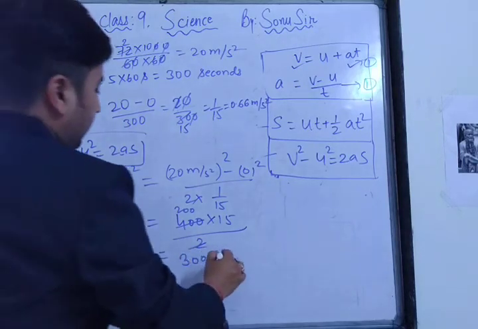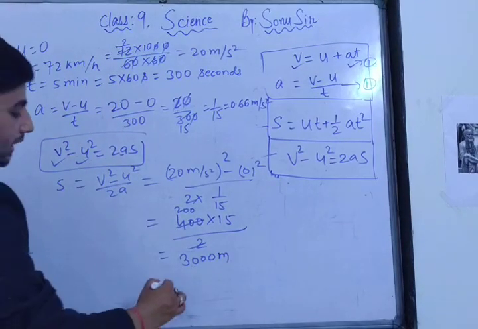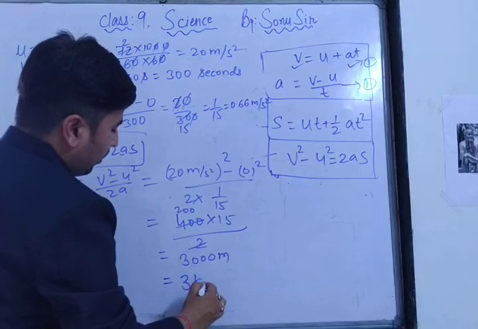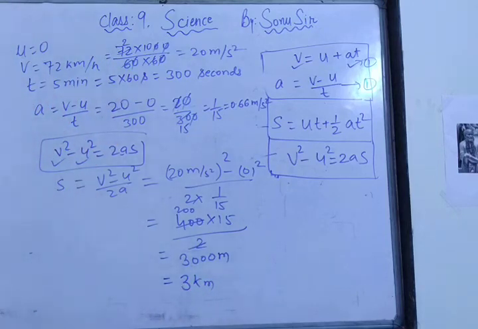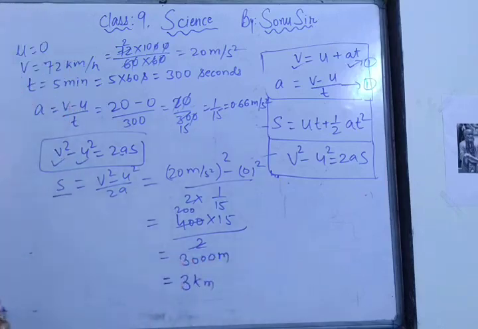We are calculating the distance, right? 3000 meter. If you want to calculate it in kilometer, then you can directly write 3 kilometer. Got it? s means distance, SI unit is meter, so we have converted meter to kilometer.